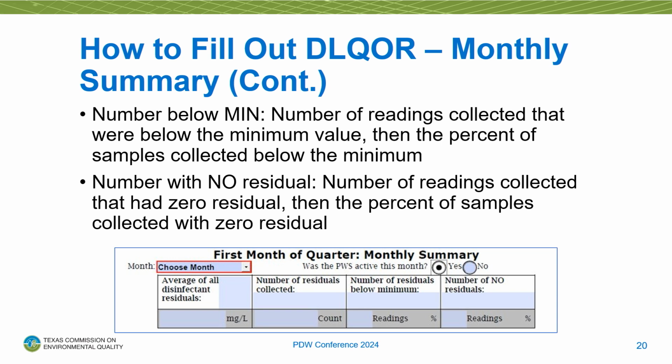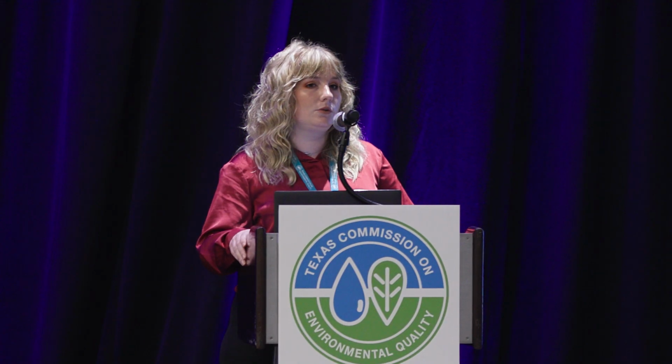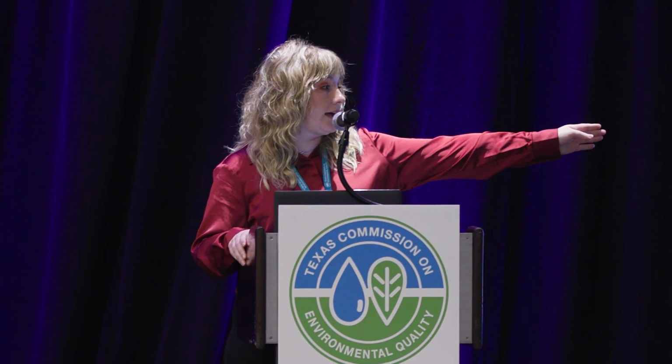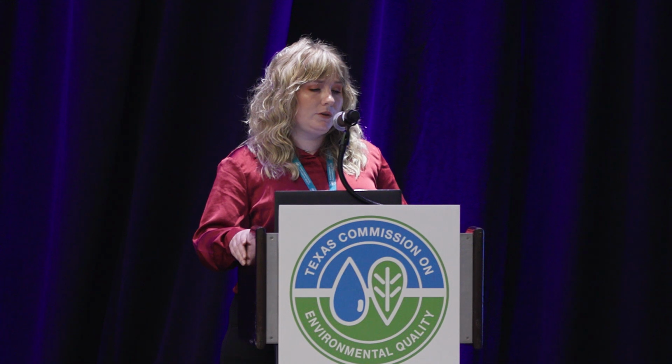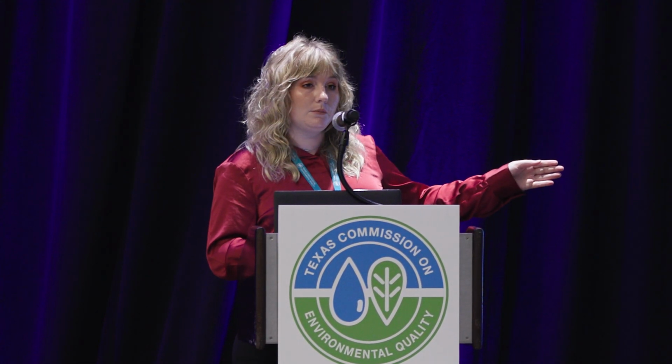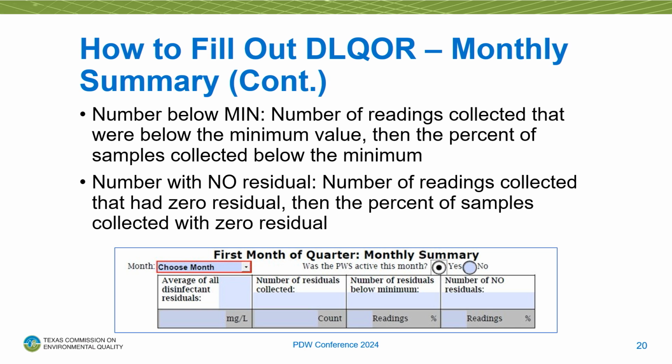And then the next column over is the number of no residuals. What that means is any residuals that you took that were 0.0 milligrams per liter. You're going to put that there. You're also going to include, if you did get readings of 0.0, since that's below minimum, you're also going to include it in the below minimum column. So if you got both of those, make sure you fill them both out.